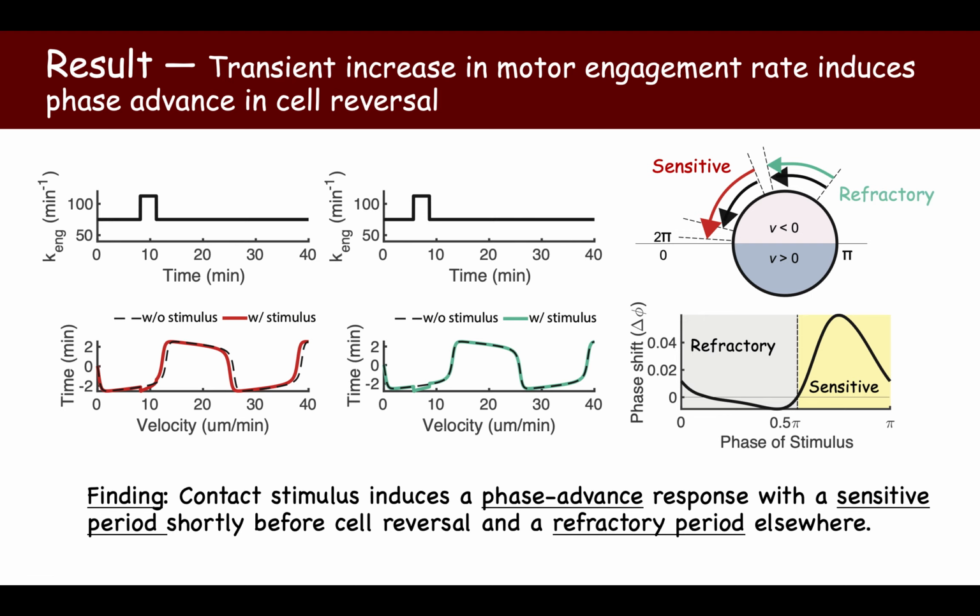You can see that in the first case, the cell reversal is significantly brought forward, and in the second case, there is no significant change in the cell reversal time. This means the first stimulus is in the sensitive period, and the second stimulus is in the refractory period.